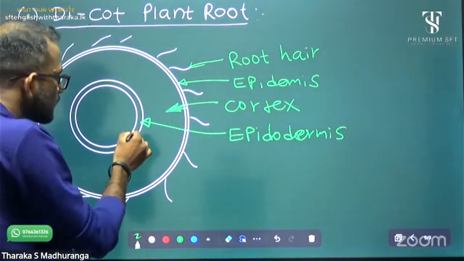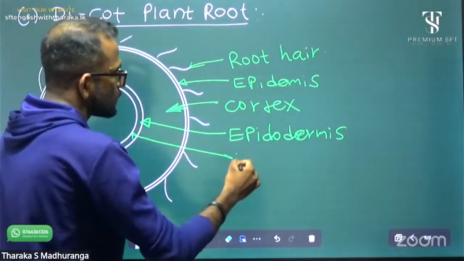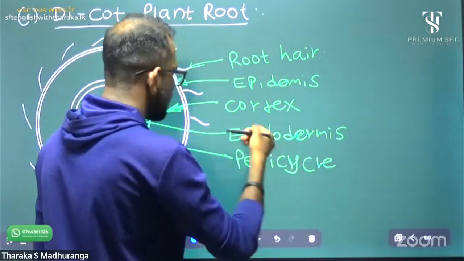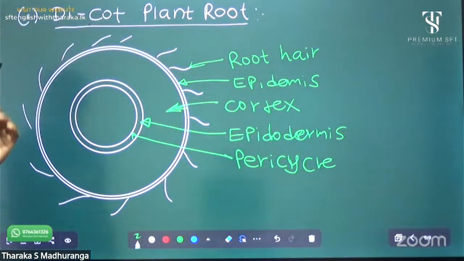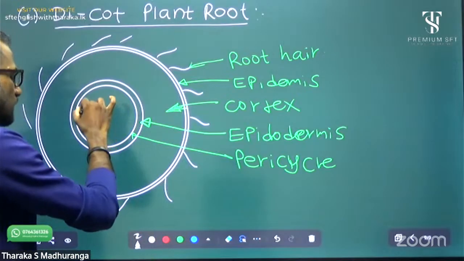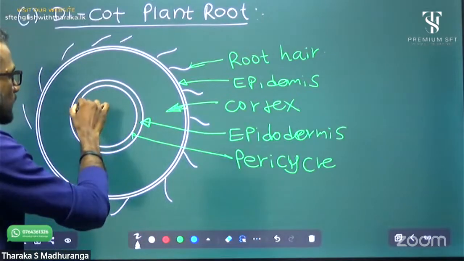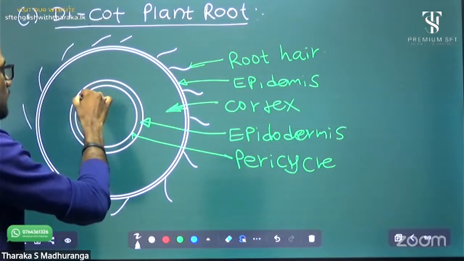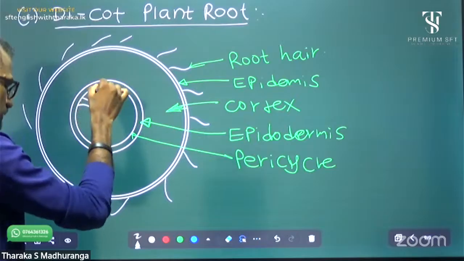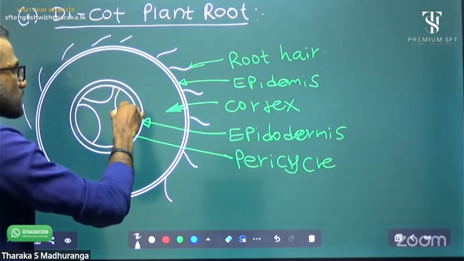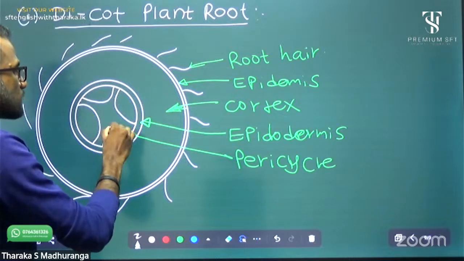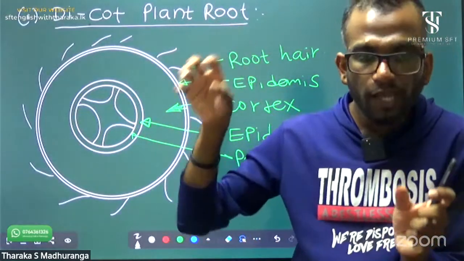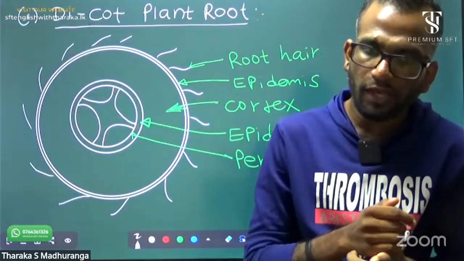The next one is the pericycle. Both are cell layers. Inside this pericycle, the xylem and phloem are arranged like this. Remember, if it is star-like, if it is a star-shaped xylem, remember it is a dicot root.